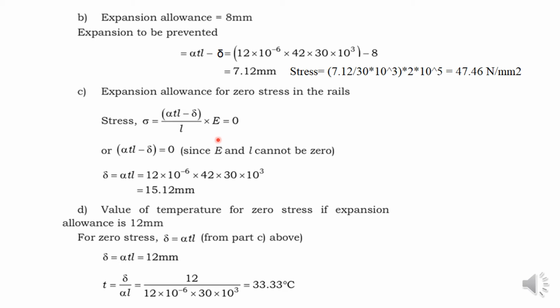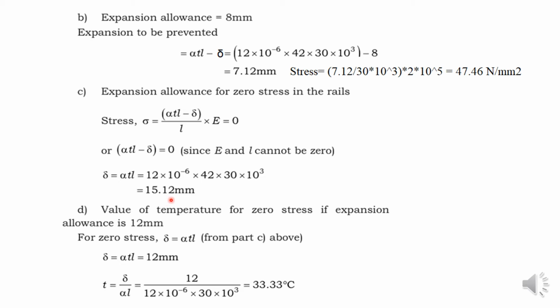And as we all know, Young's modulus cannot be equal to 0, and the length of the rails also cannot be equal to 0. So the remaining part, alpha delta T into L minus small delta, is equal to 0. From that, small delta is equal to 15.12 mm, which is the expansion produced in the rails with zero stress.